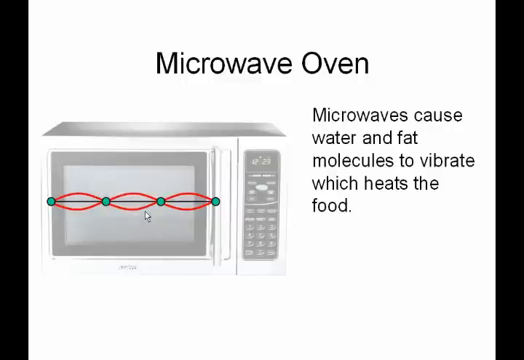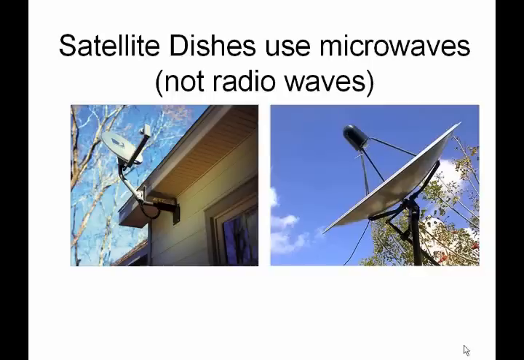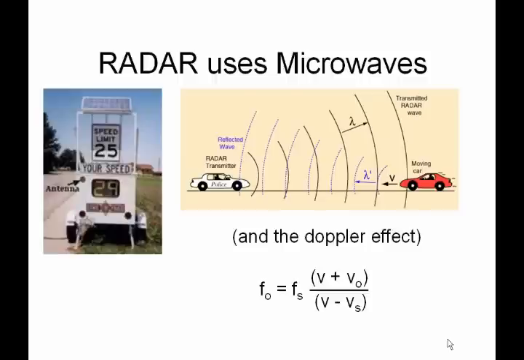It should be somewhere around 10 centimeters. The satellite dishes use microwaves, not radio waves. Radar for the police when they're catching you speeding, they're also using microwaves and the Doppler effect.